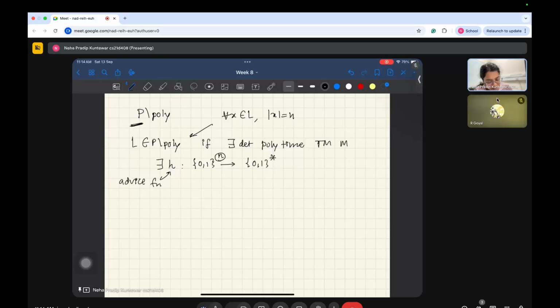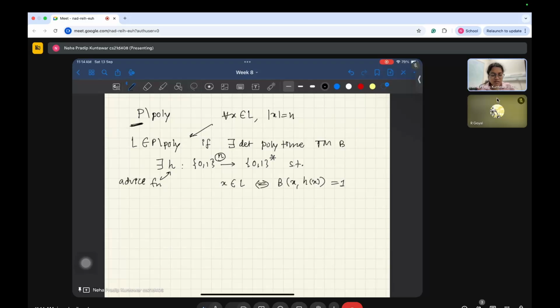And then using this advice function, I'll just rename this to b, such that whenever x is in the language, b of x comma h of x will say 1.